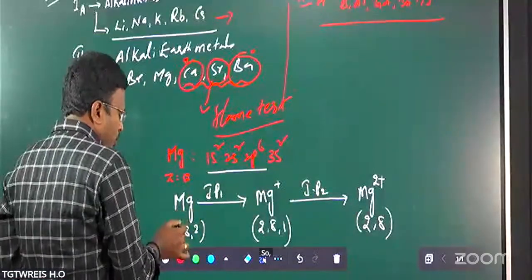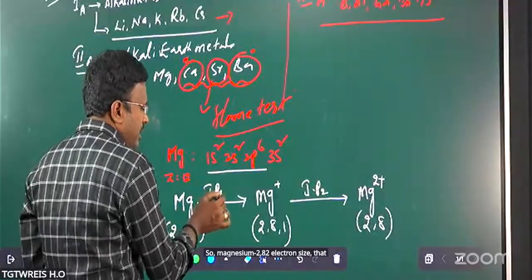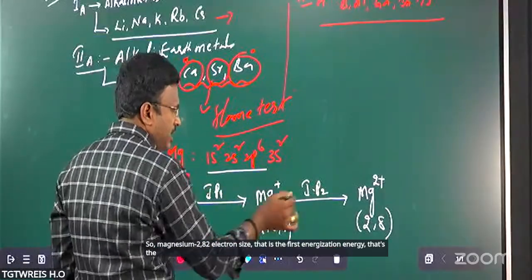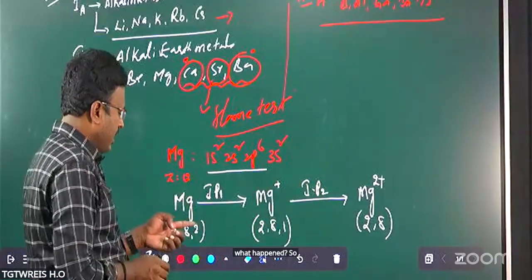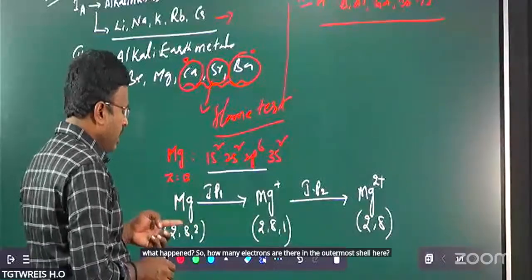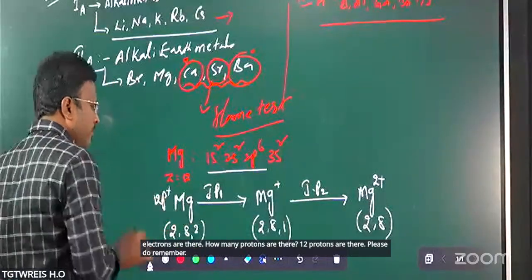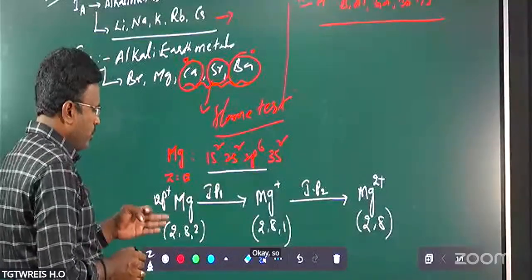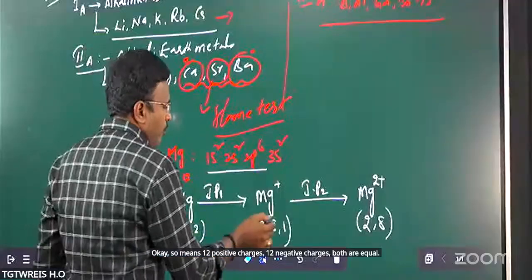So magnesium: 2, 8, 2 electrons. That is the first ionization energy. This is the second ionization energy. What happened? How many electrons are there in the outermost shell? Here 12 electrons are there. How many protons are there? 12 protons are there. Please remember. So 12 positive charges, 12 negative charges. Both are equal. Next, one electron is removed.